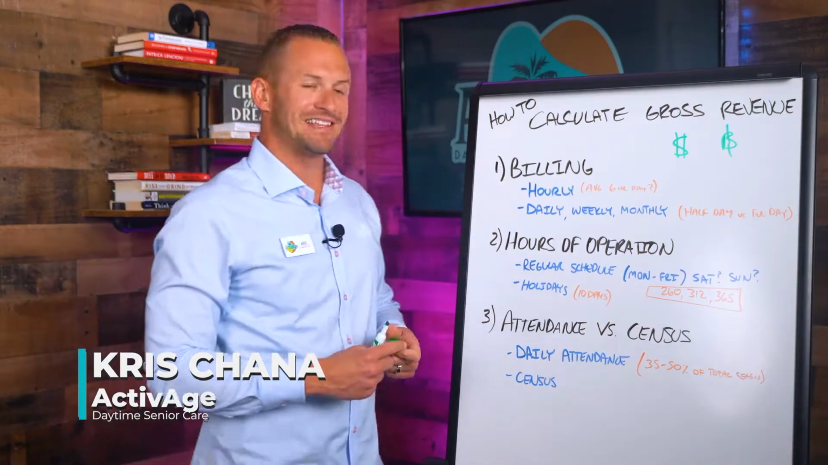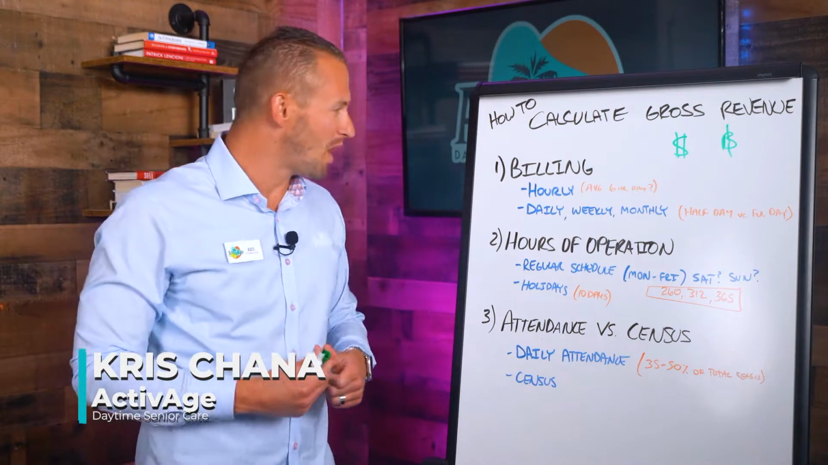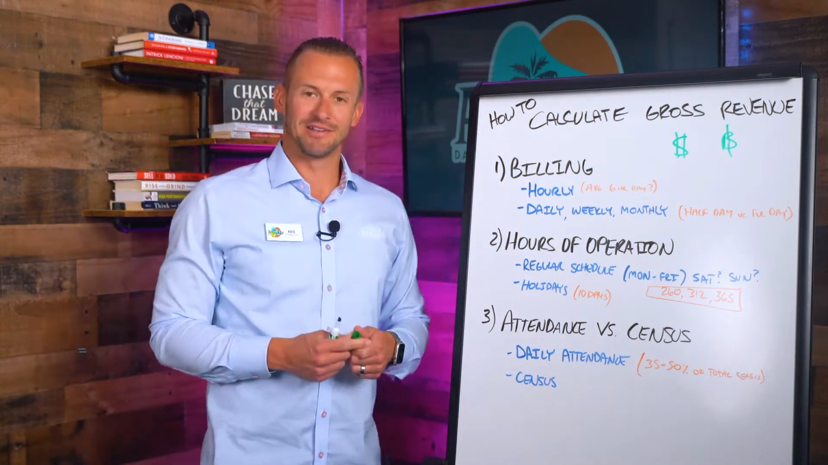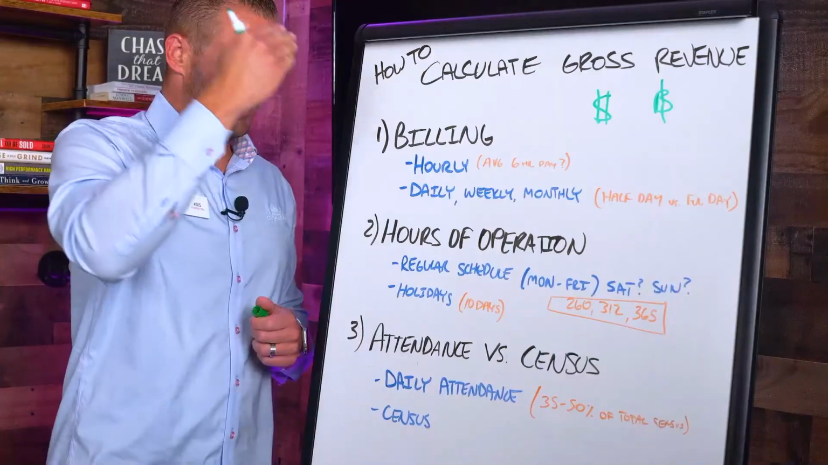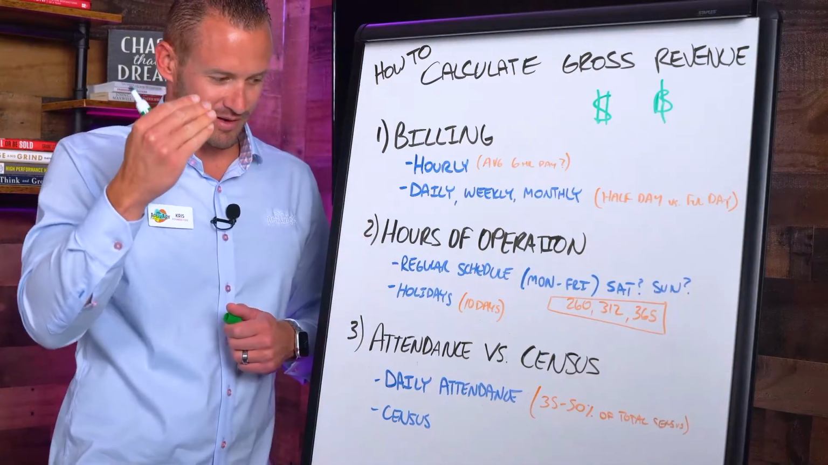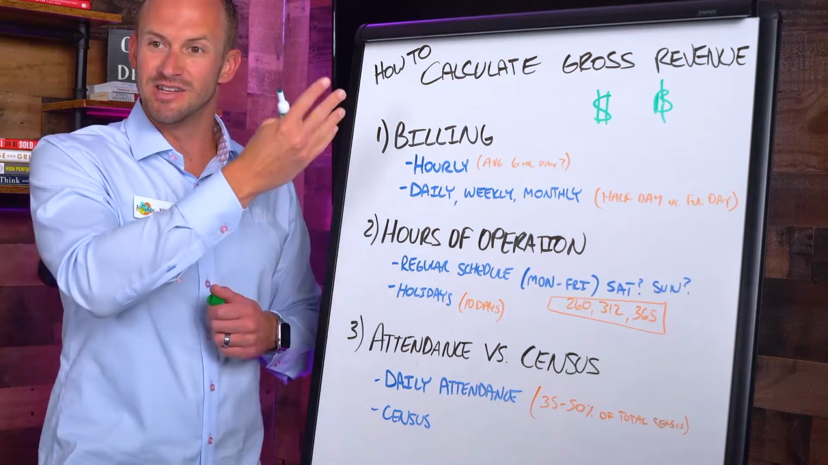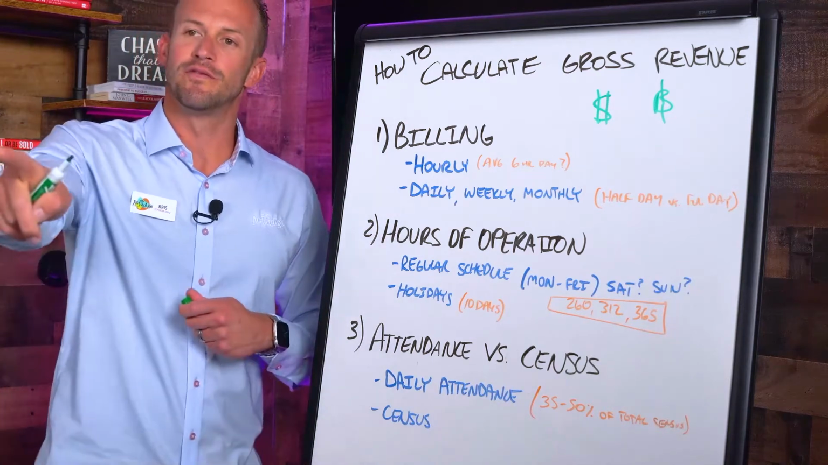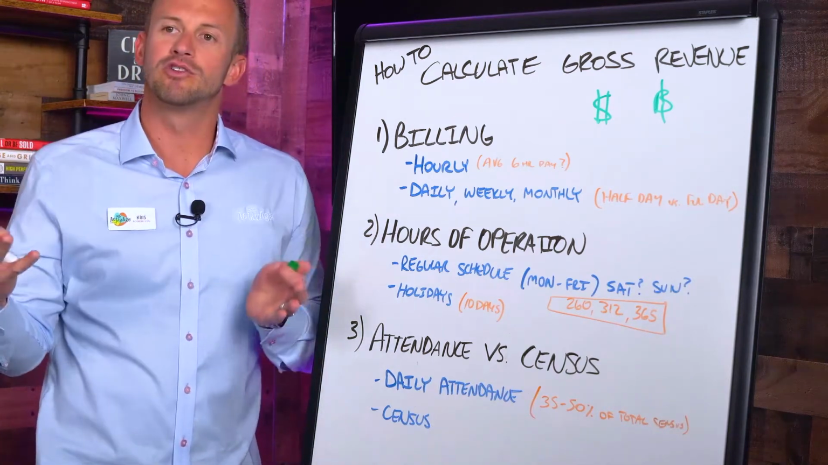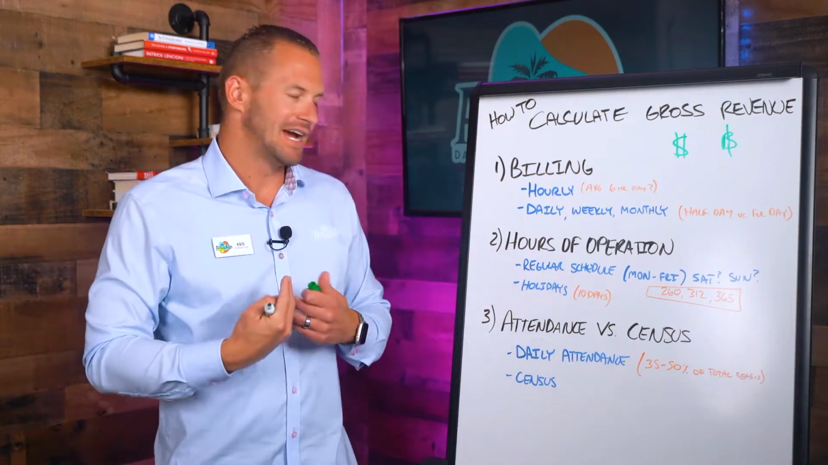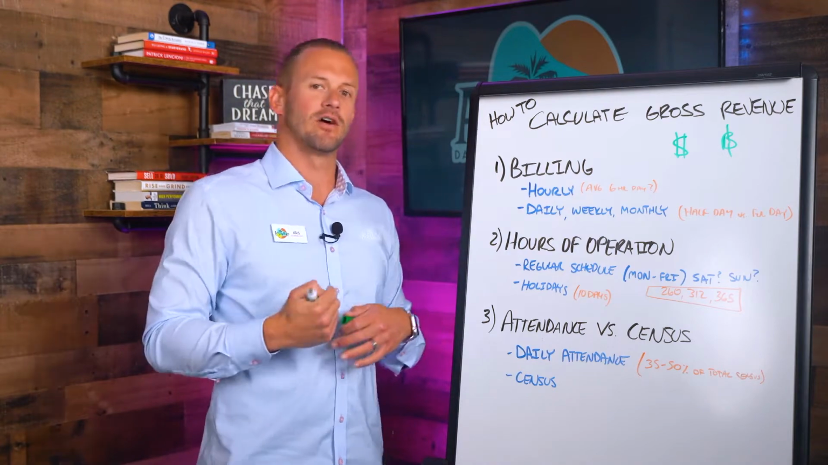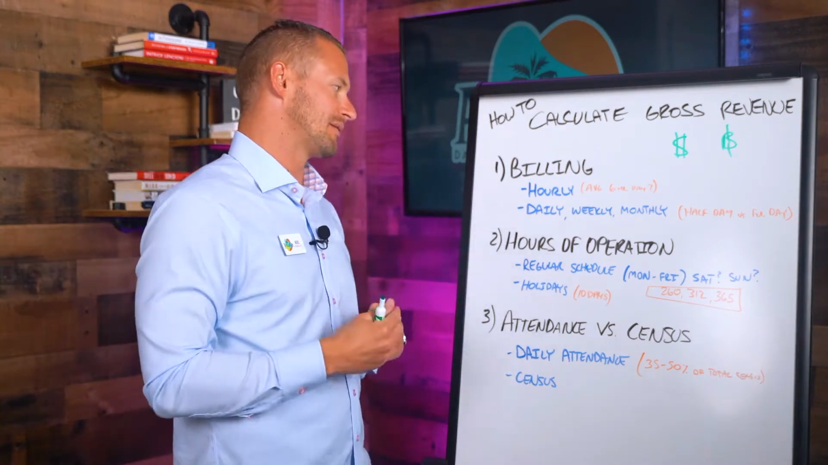I'm the founder and CEO of Active Age Daytime Senior Care, the #1 leading adult day franchise in America. So we are talking about billing, we're talking about hours of operation, we're talking about attendance versus census. And you need to understand these 3 things so you can figure out how much gross revenue potential my center potentially has. And then you can back into it with the expenses and all the overhead and operational stuff that you need to think about.